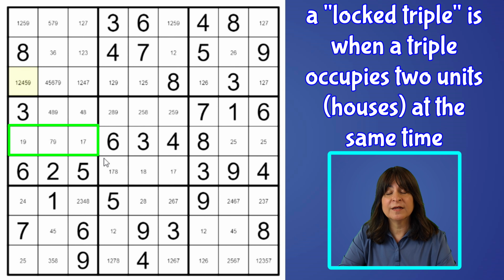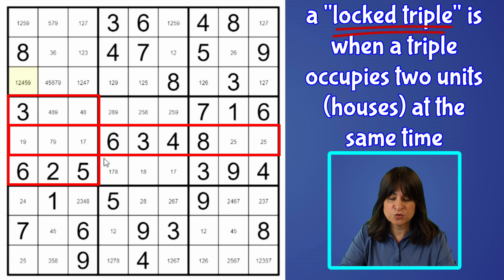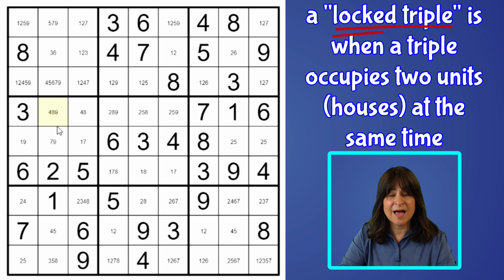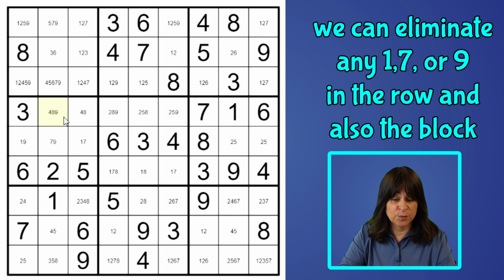By the way, when a triple occupies 2 units, it is called a locked triple. Some people call it a house, so it's occupying 2 houses or 2 units. And so that's called a locked triple, and we can get rid of the 9 here. And that leaves us with a 4, 8 naked pair, or a matching pair, in this row.